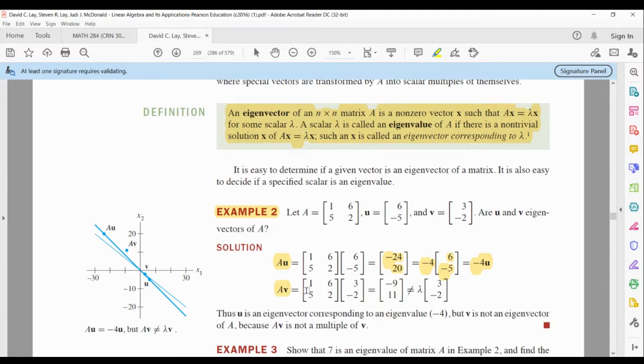If we take the matrix A times V, if we multiply vector V by A, we're going to get negative 9 and 11. But there's no multiple of 3 and negative 2 that would give you negative 9 and 11. So that means that the vector V is not an eigenvector of A, because A times V is not a multiple of V.